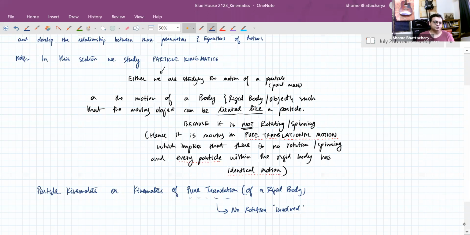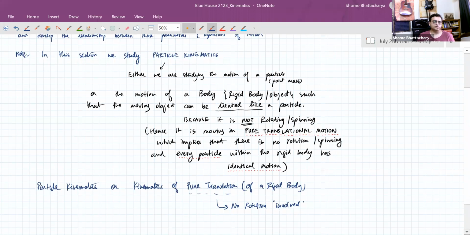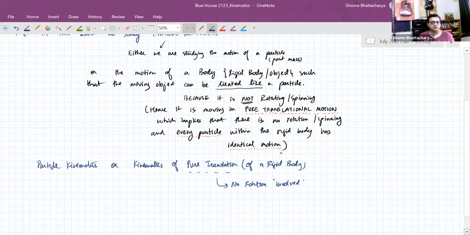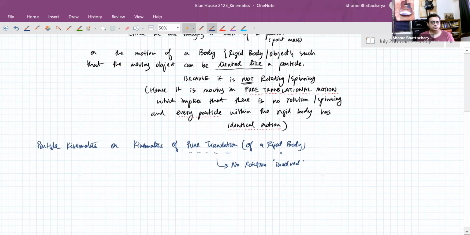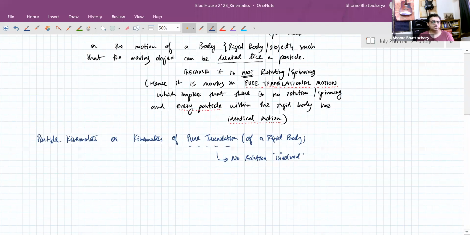And if you read some reference books, you might come across this term translation. So you must know what is the meaning of translation. The meaning of translation is this, that there is no rotation involved. So that means every particle within the given rigid body is having identical motion. That is, at any instant, it's having the same displacement, the same velocity, the same acceleration as any other particle.